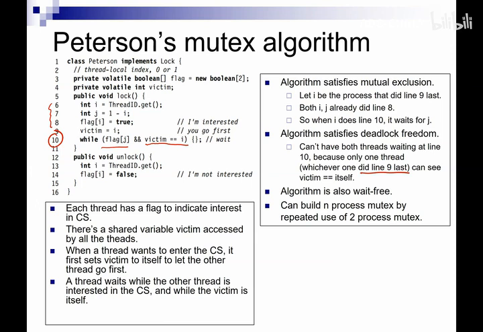Even though this only works for 2 processes, you can connect many copies of this. You can put many copies of this algorithm together in order to get an M process mutual exclusion algorithm.